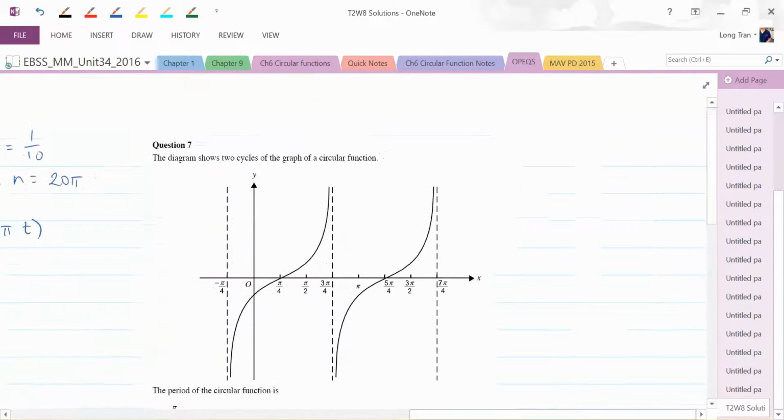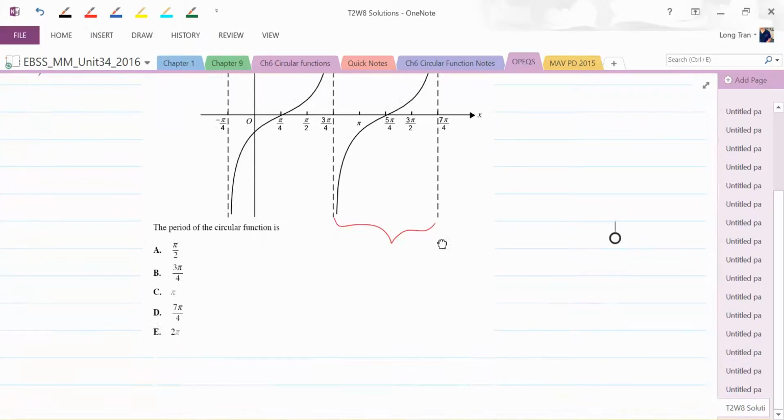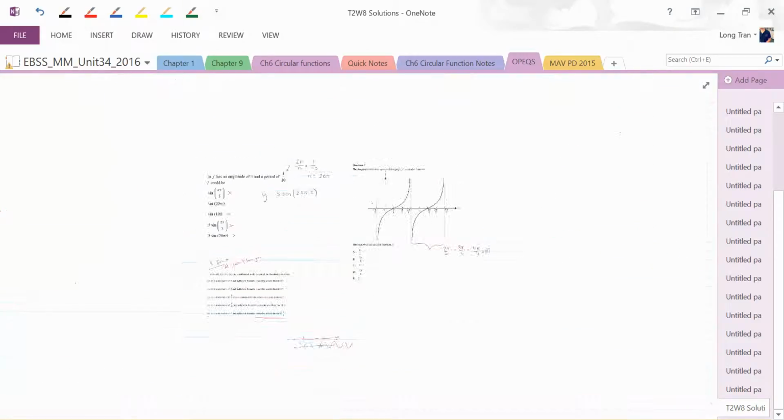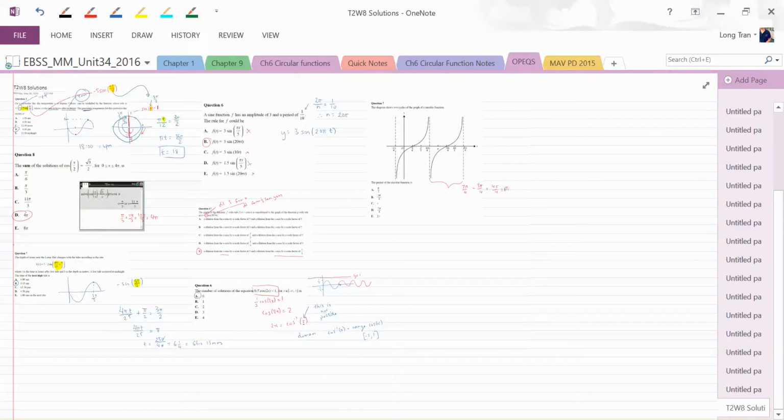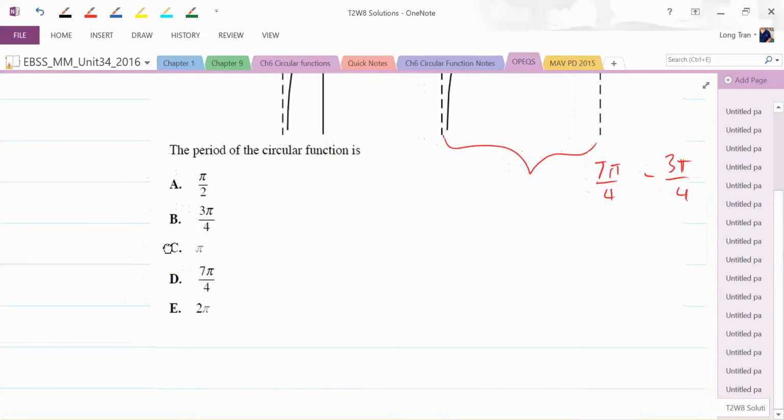And then on to the last one, question 7. Actually, we did this in class already, but you know, if you want to find the period, you can already see this is one cycle and it's 7 pi on 4. Find the difference, see how far they are. And you can see it's 4 pi on 4 gives you pi. And have I answered all 7 questions? Yes, I have. Okay, so pi gives you the answer of C.